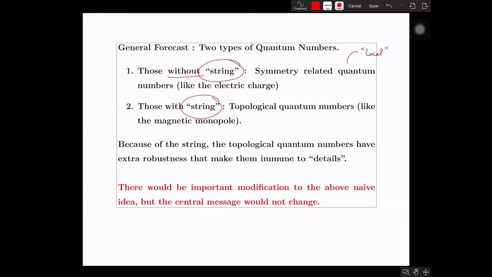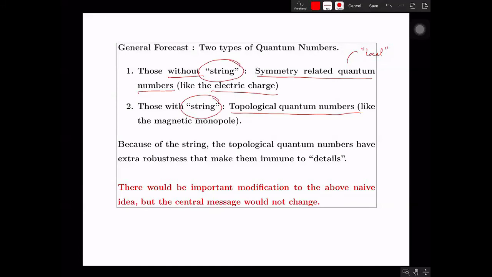And we would see that those are the kind of quantum numbers which we are more used to. The spin quantum number, the translation, the electric charge, all these are examples of this. Whereas the ones that come with their strings attached, like the magnetic monopole, we would call topological quantum numbers, and we will see an example. We will see why this is so.